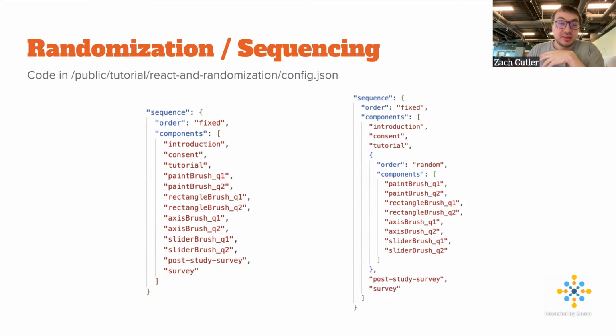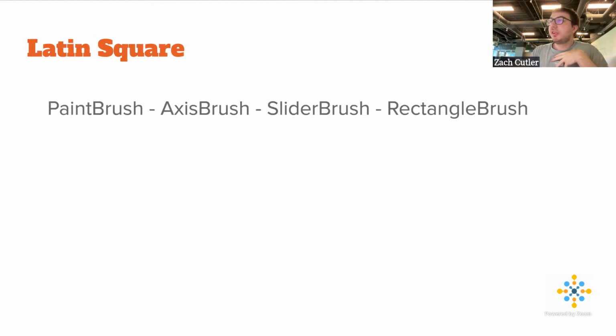So the most common technique to get a better version of random is to use a Latin square, which is something that we have implemented. And first, I just want to give a reminder of why a Latin square is so useful. I definitely expect that many people attending this tutorial already know what a Latin square is, but just a quick reminder. So let's say I want to have just 4 tasks, one of each of my brush types: a paintbrush, axis, slider, and rectangle brush. So here's an example of a possible Latin square, which can get created from those 4 tasks.